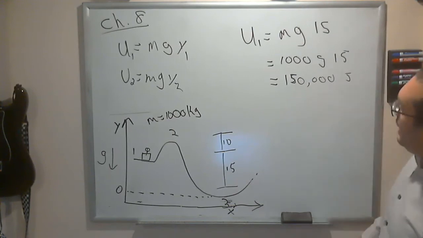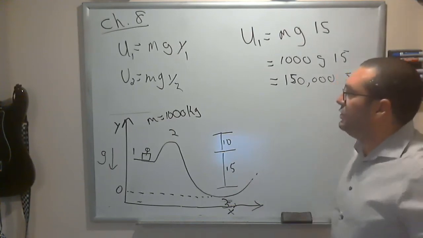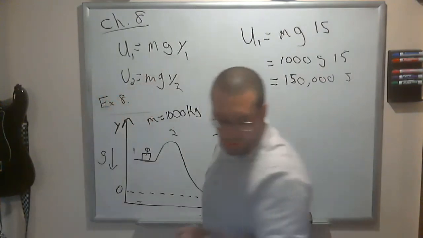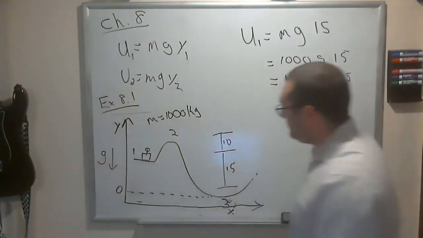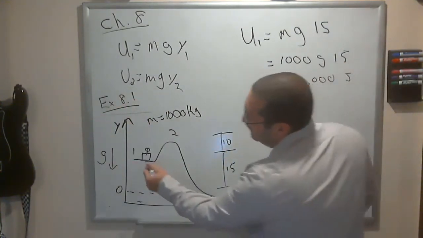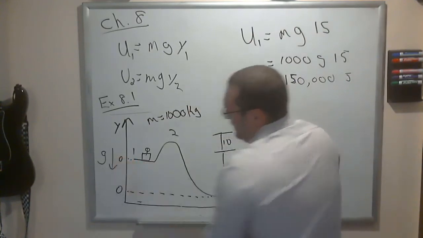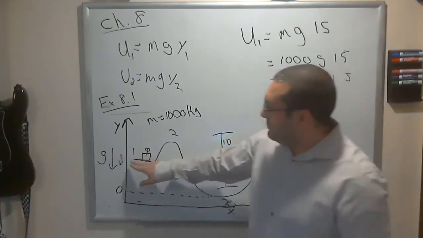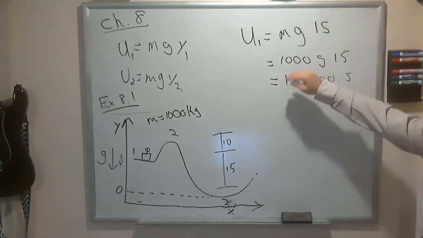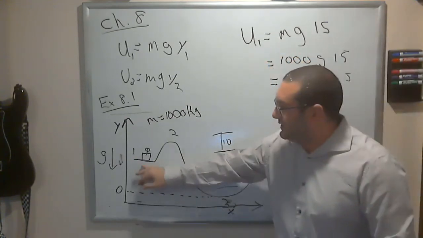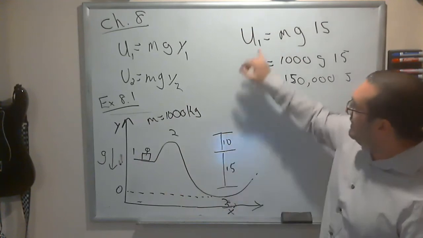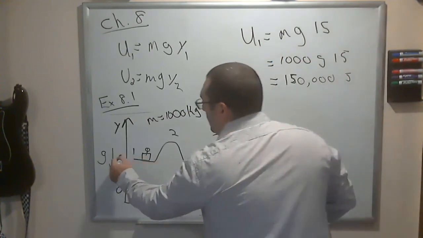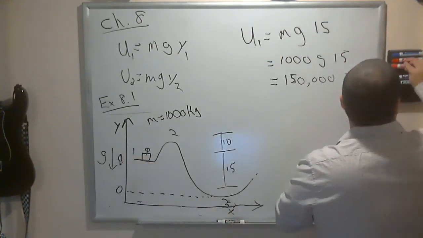Now, in the book, I'm working off of example 8.1. The 0 point that they take in the book is over here. They take this as the 0 point, but it doesn't actually matter, right? In this case, the amount of potential energy compared to 3 is 1,500 joules.